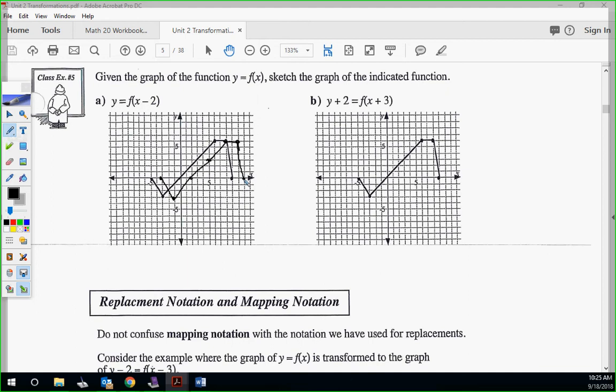This one's going to be left 3 and what? Down 2, right? Because we're going to minus this 2 over here. Okay, good? So let's do that to a couple points. I'm going to go left 3, 1, 2, 3, down 2. Left 3, 1, 2, 3, down 2. Right here, 1, 2, 3, 1, 2. I'm just trying to find smooth lines that I can use.